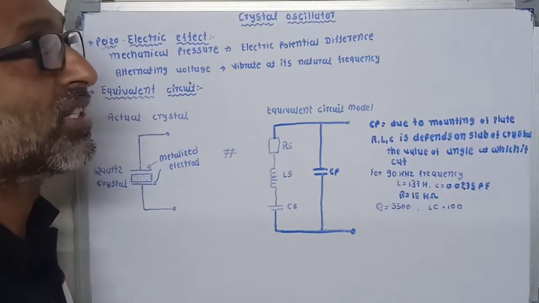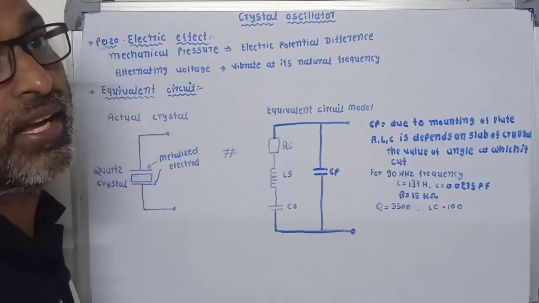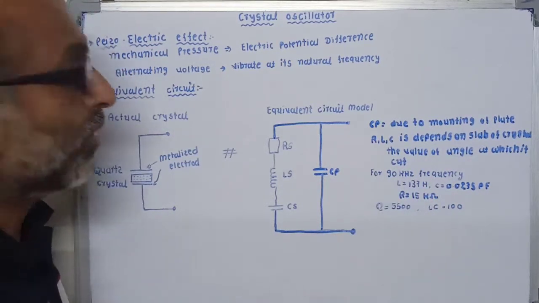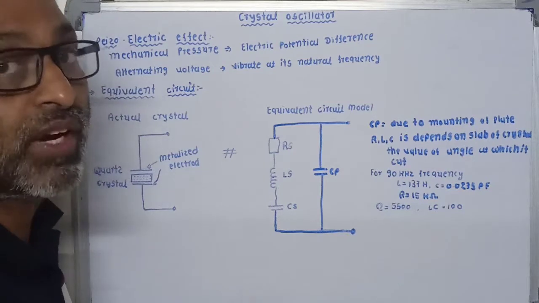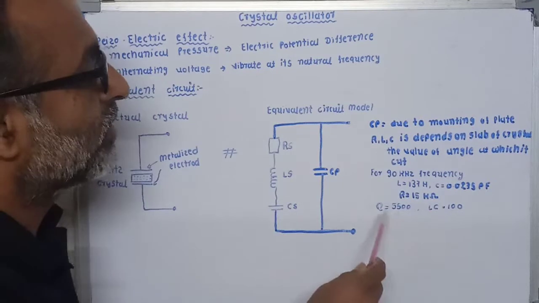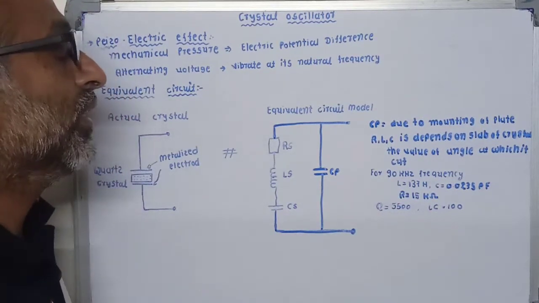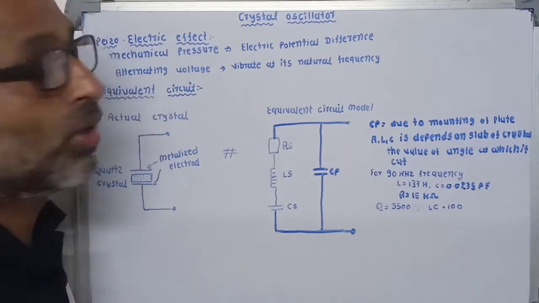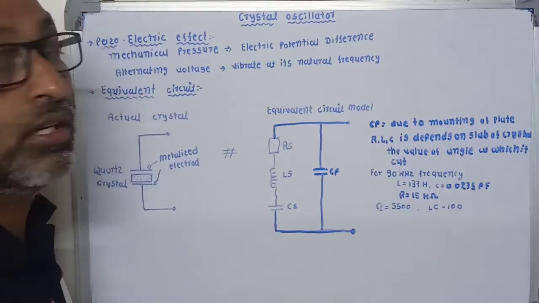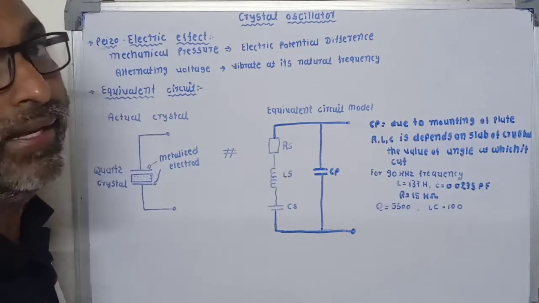The value of the capacitor Cp is much higher than C due to the mounting of the plates. Now from the above factors, the Q factor of this crystal circuit is about 5500, while in an LC circuit the value of quality factor Q is about 100. For this reason, the stability of this crystal oscillator is very high.